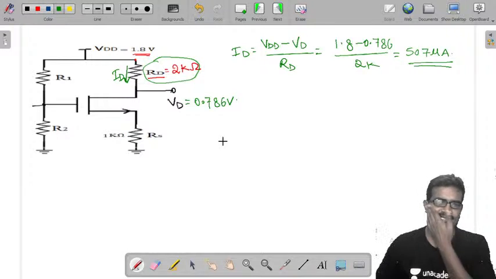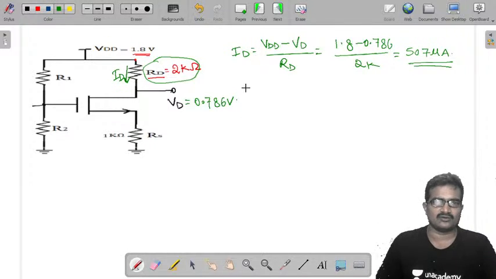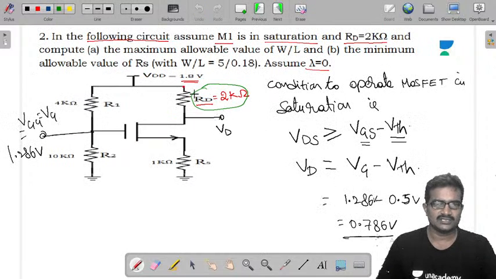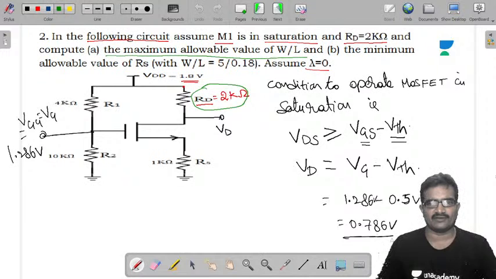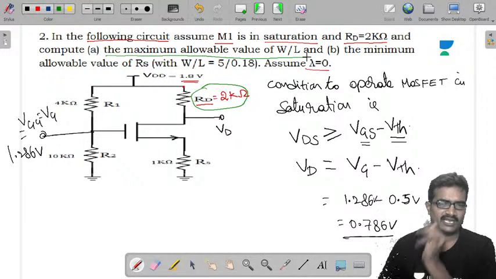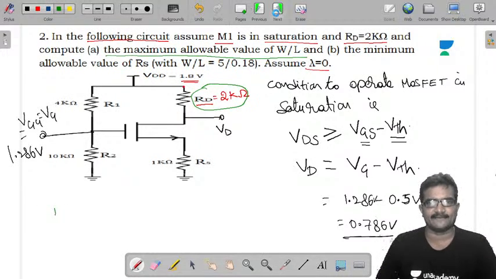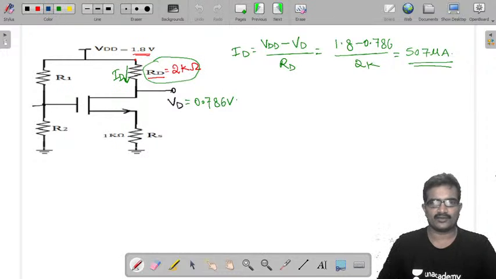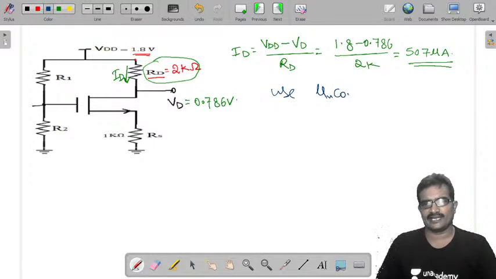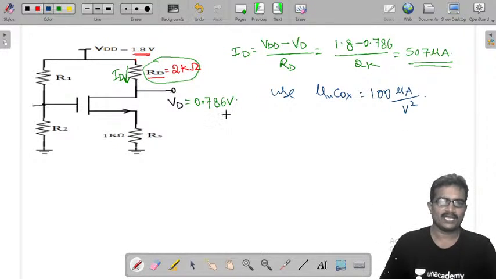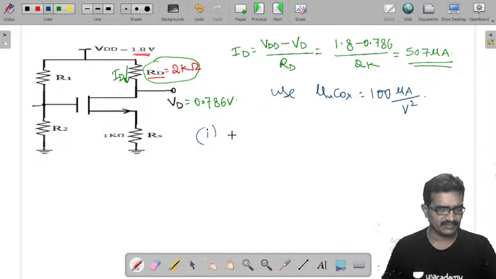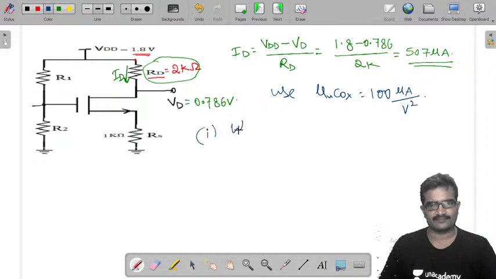So once you calculate the ID from the given data, now go to the problem, whatever they want. First they want the maximum allowable value of W by L. Sir, for all the problems by default you can use this data: mu n COX is 100 microamps per volt square. Now, first part I am going to calculate: the maximum allowable value of W by L to get this ID.